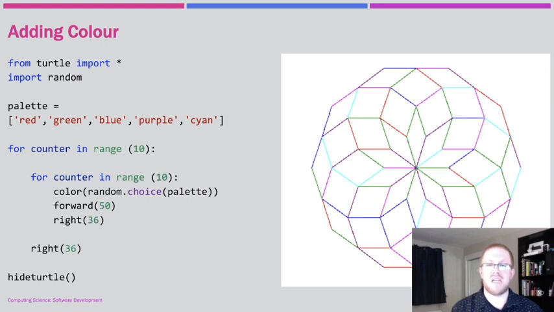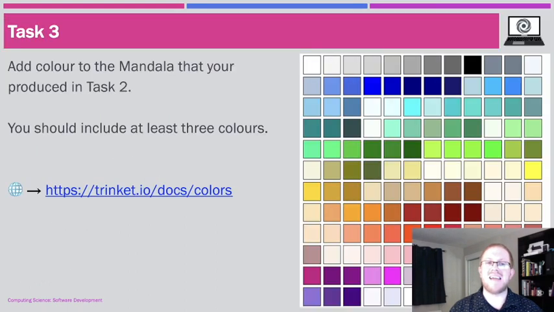The final task that I would like you to complete today is adding colour to the mandala that you completed in task 2. If you're not sure what colours you can use, if you head to the link on screen, you'll be able to pick from the different colours that the turtle knows. So in this lesson, you have learned how to use fixed loops to create mandalas using Python and Turtle.